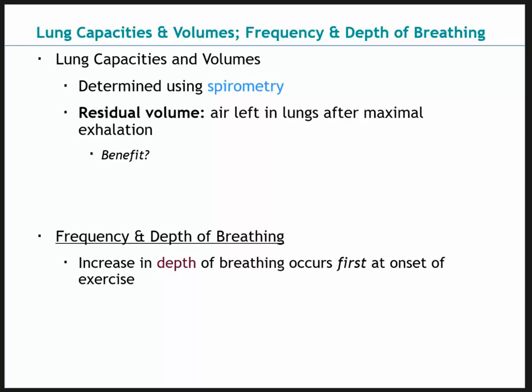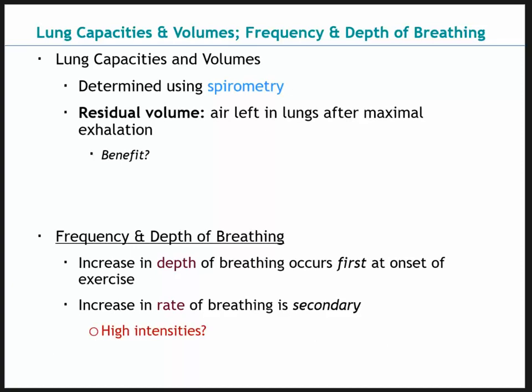So more efficient. But now let's think about as we start increasing our intensity and maybe running a little bit faster, exercising harder, now we start breathing faster. So increased rate of breathing is secondary. Depth is first, rate is secondary, which is frequency. So what happens at high intensities here? First, at light to moderate intensities, increased ventilation is due to increased tidal volume and increased frequency.